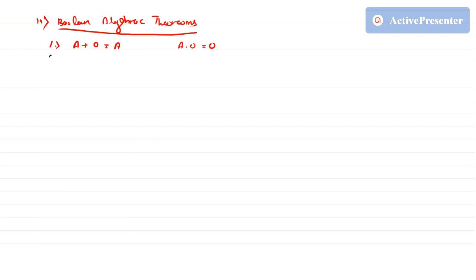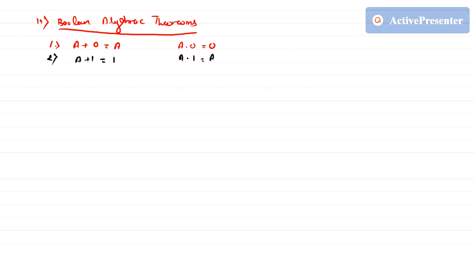So next is A plus 1 is equal to 1. Whatever the value of A you put here, 0 or 1, you will always get the answer as 1. But here if you take A into 1, the answer will be A. Why? Because if you put A as 1, you will get the output as 1, which is equal to A. Again if you put A equal to 0, then the output will be 0 into 1, which is 0. Again 0 is A. We have taken A as 0, so the output is A. So it depends upon the value of A.